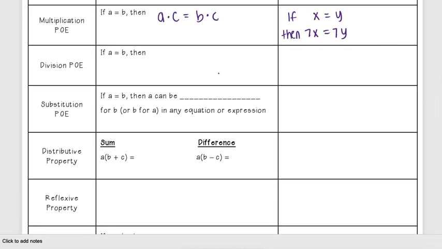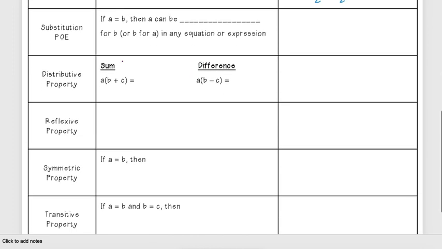And then division POE, that says if A is equal to B, then A divided by C is equal to B divided by C. Except C cannot equal 0 here. We can never divide anything by 0. If you want to know why, if you have an iPhone, go ahead and ask Siri, what's 0 divided by 0? And she will tell you. And so for this one, let's say if x equals x, then x divided by 2 is equal to x divided by 2.